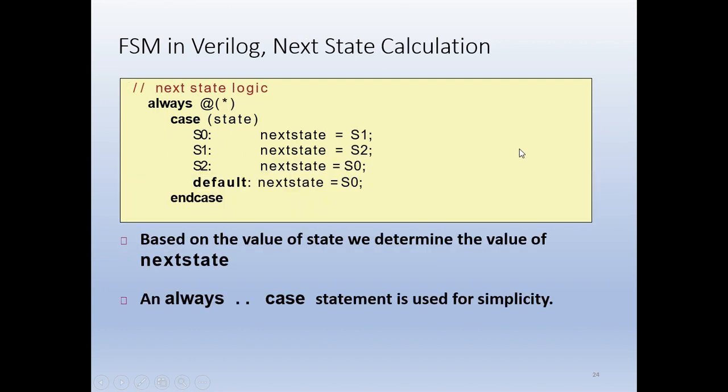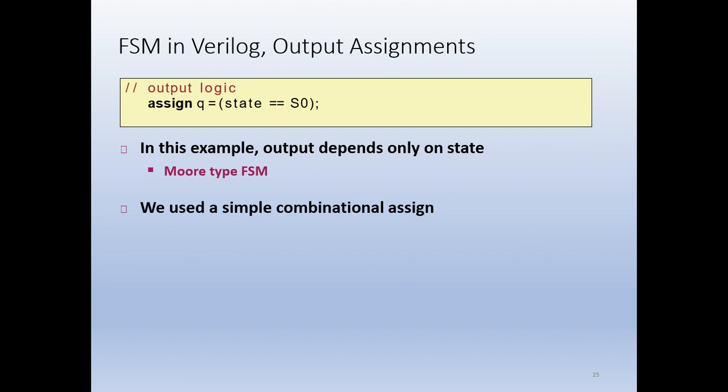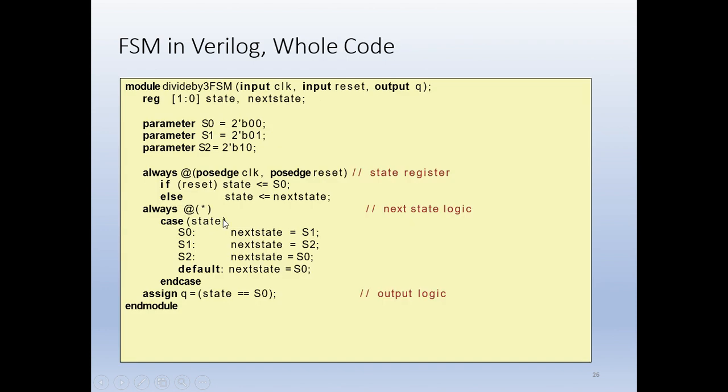Okay, and for example, in the always statement, the conditions can be given as S0, S1, and S2. The case statements are here. If S0, then your next state is equal to S1, and if S1, your next state is S2, and if S2, your next state is equal to S0, and the default case is always S0. Okay, and this is the output assignment: your Q is equal to state equal to S0.